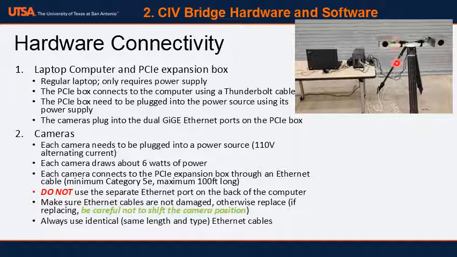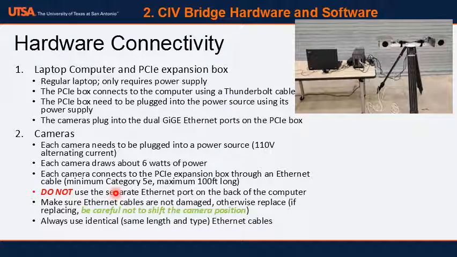You just plug the Ethernet cables that are pre-connected to your cameras into that PCIe box, and you plug it into its power supply. Now for the cameras, they also have a power supply that is already pre-connected to the cameras. You will connect those power supplies to any alternating 110 volt power supply. And as I mentioned, the Ethernet cables are already pre-connected to the cameras and bolted to the box, so they cannot be pulled out accidentally, and will go into that PCIe box. So this is pretty much it for connectivity.